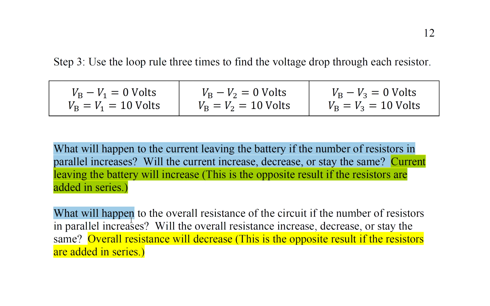So these 2 questions are important conceptually. What happens to the current leaving the battery if the number of resistors in parallel increases? The current increases. What happens to the resistance of the circuit if the number of resistors in parallel increases? The resistance decreases.